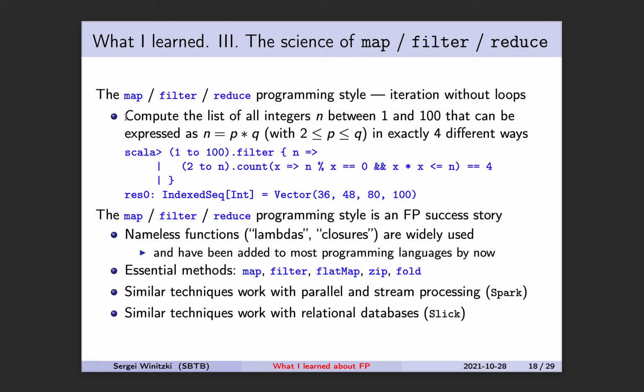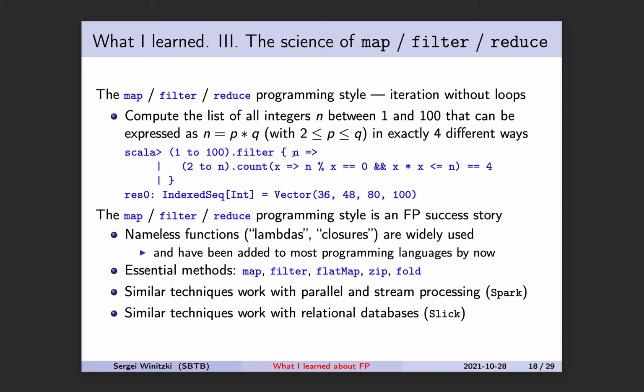Here's an example of an easy interview problem that you might encounter. Say, compute the list of all integers between 1 and 100 that can be expressed as a product of 2 other integers in exactly 4 different ways. So the solution of this is essentially a one-liner. You just filter by a condition, which is obtained by counting how many times you can get something to divide n. So exactly 4 times, you're done. So this is the result. This is the kind of power that comes with map, filter, reduce.